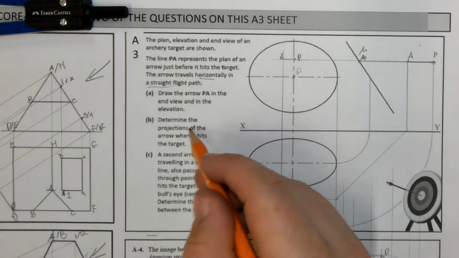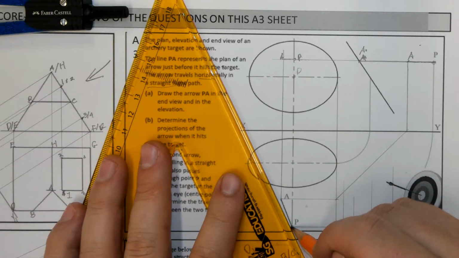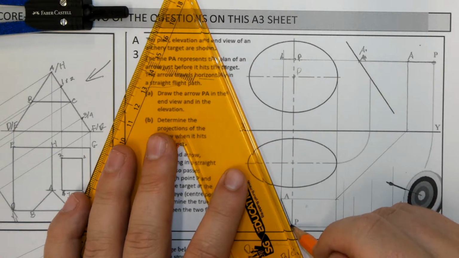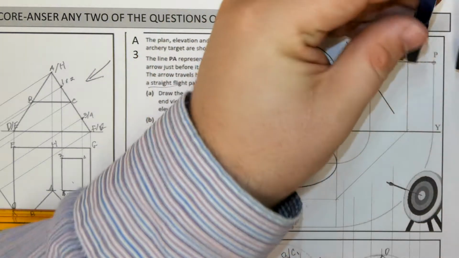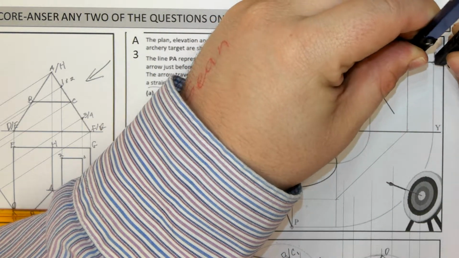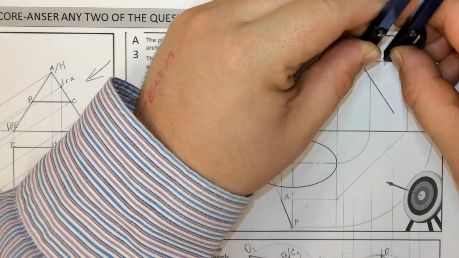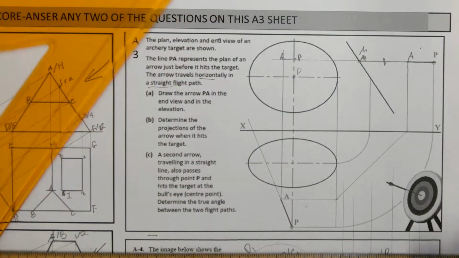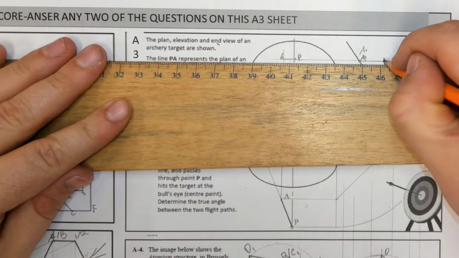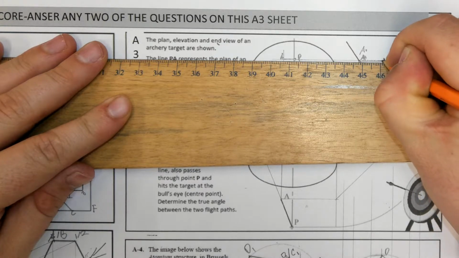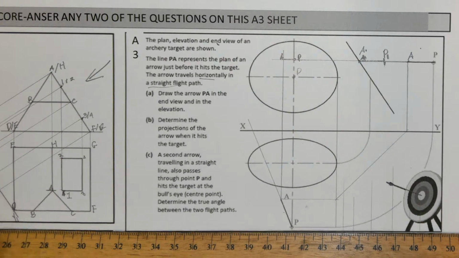Now it says determine the projections of the arrow when it hits the target. So I've got to extend on this line. I'm going to move A to P with my compass and mark it here. This is when the arrow hits the board. So that's when it hits the board.